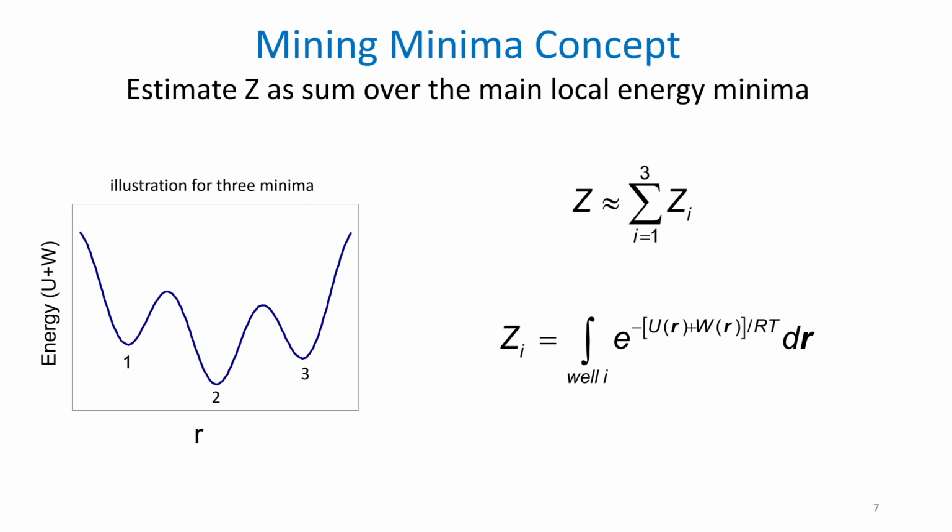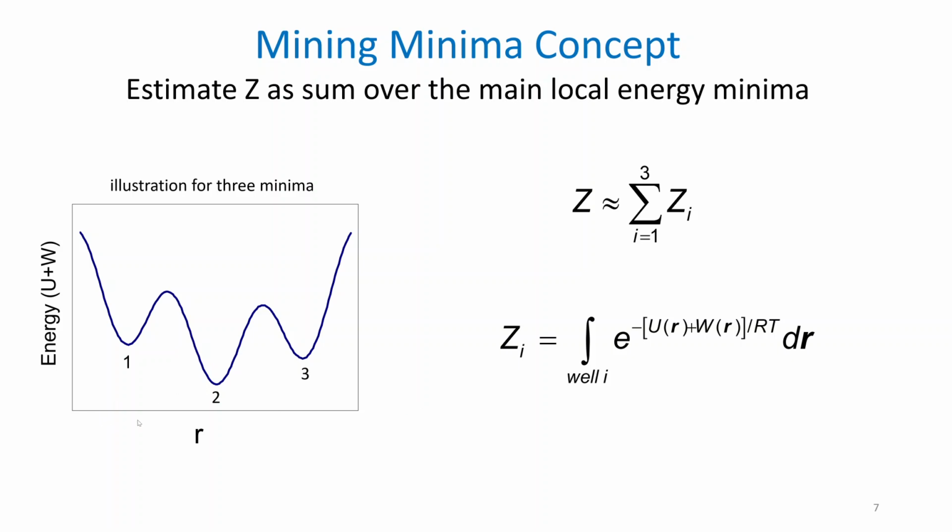So we're mining out the contributions of these minima to the configuration integral, or to the free energy. That's illustrated here for a very simplified energy model where there's only one dimension. Of course, a protein or a ligand has many dimensions, so we have some kind of complicated multidimensional energy surface. But the basic idea is shown here.